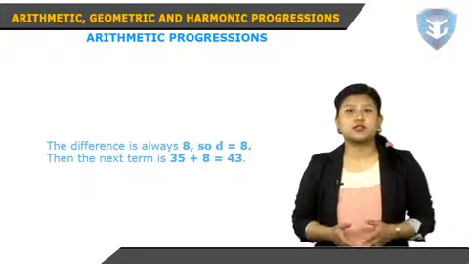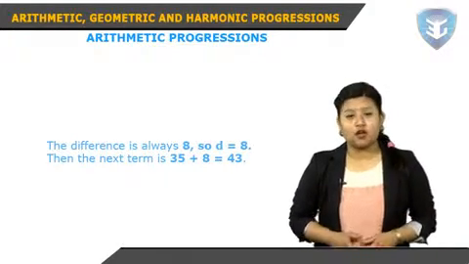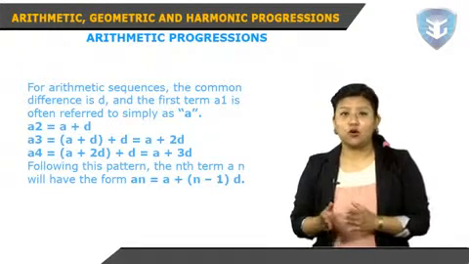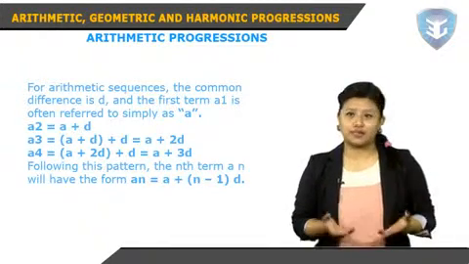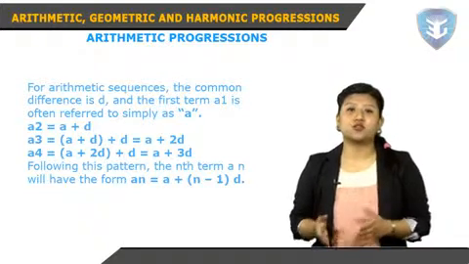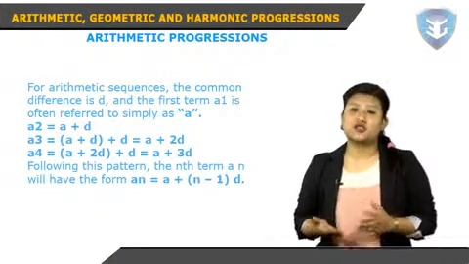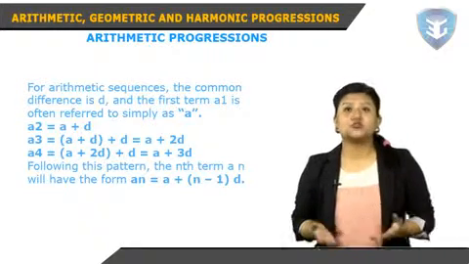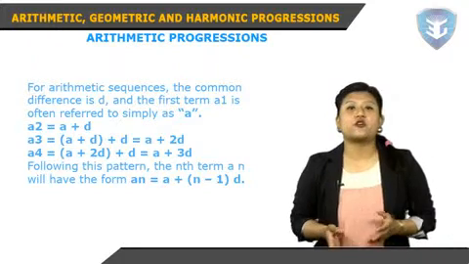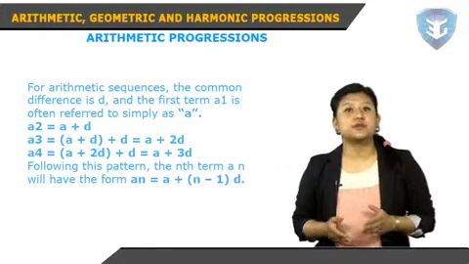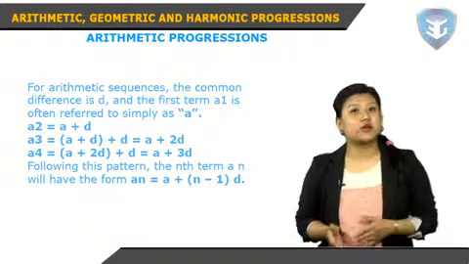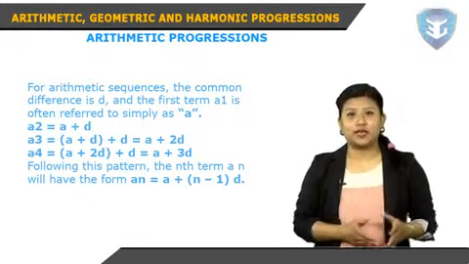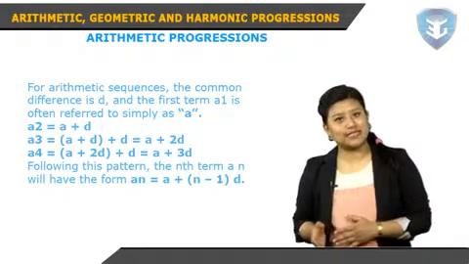Since arithmetic sequences are so nice and regular, they have formulas. For arithmetic sequences, the common difference is d and the first term a1 is often referred to simply as a. Since we get the next term by adding the common difference, the value of a2 is just a plus d. The third term a3 is a plus d plus d, which is equal to a plus 2d. The fourth term a4 is a plus 2d plus d, which is equal to a plus 3d. Following this pattern, the nth term will have the form an equals a plus (n minus 1)d.